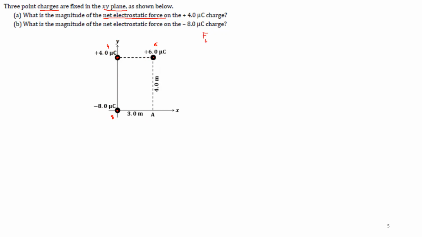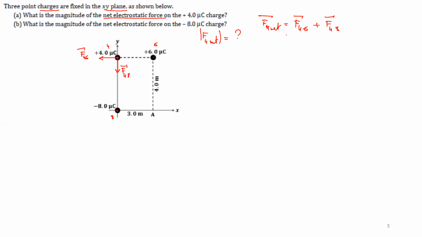So what is F4 net in magnitude? We know that, of course, F4 net is equal to F on 4 by 6 plus F on 4 by 8. So how is F on 4 by 6? Both of them are positive, so it's a repulsive force. It's towards the left here in the negative X direction. This is F on 4 by 6. Now what about F on 4 by 8? Positive, negative, so it's an attractive force. It's going towards 8. So this is F on 4 by 8.